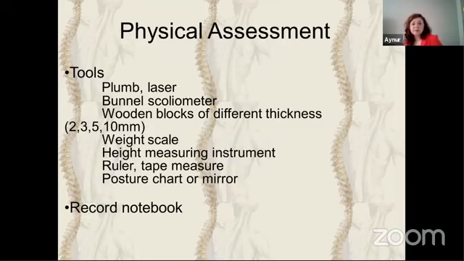Let's come to physical assessment. We need some tools and a record notebook. Our tools are a plumb or laser, Bunnell scoliometer, wooden blocks of different thickness, weight scale, height measuring instrument, ruler, tape measure, posture chart, or mirror.